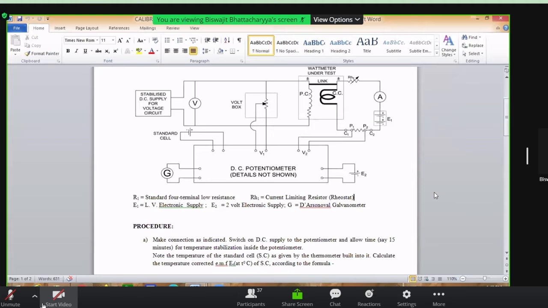Then what to do? We cannot connect a link on the other side. Actually, we need not connect any link on the other side. When we connect a link on one side, automatically the other side of the two coils will be more or less at the same potential.